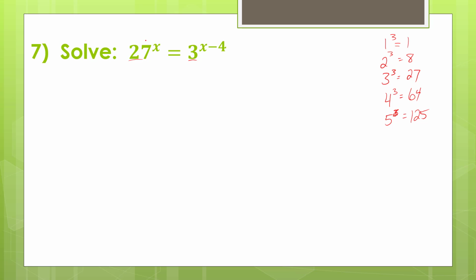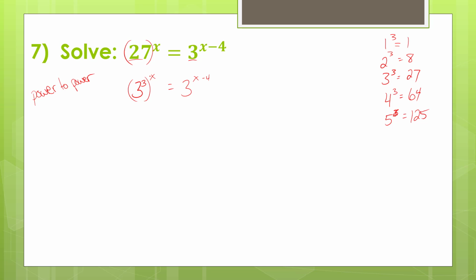So 27 is the same as 3 to the third power. So 3 to the third power raised to the x power is equal to 3 to the x minus 4. Well, now I can see I've got a 3 at least for a numeric value, but we still got to do something over here. So thinking back to our exponent laws, we have a power to power law.